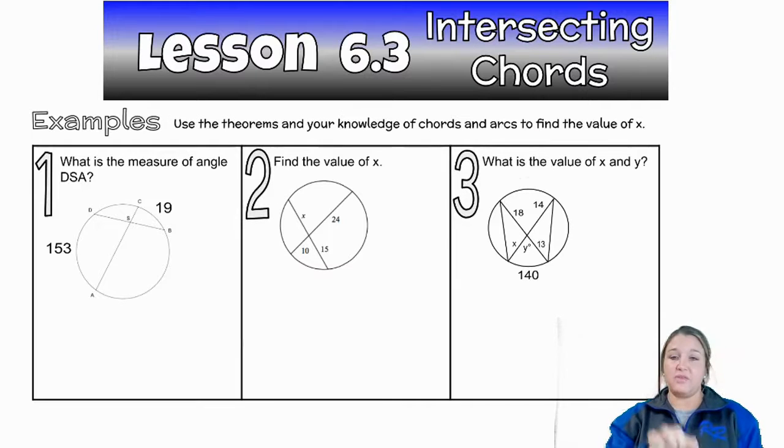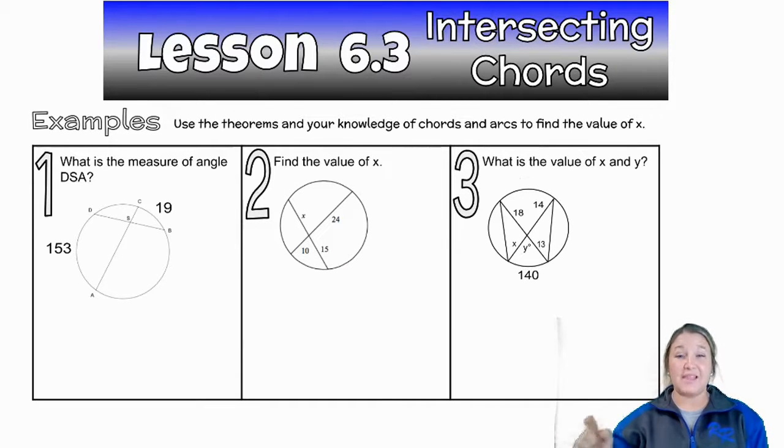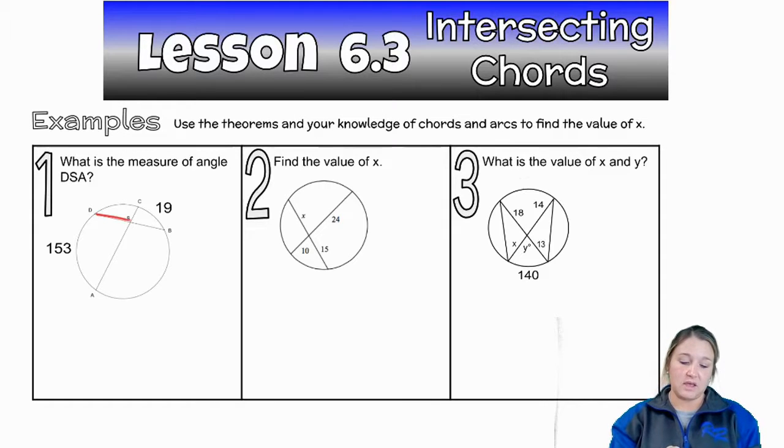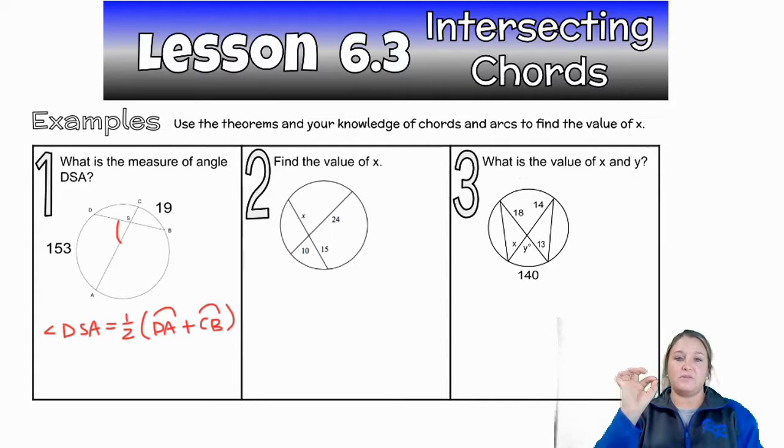All right, so example one refers back to that last theorem we just talked about. We're trying to find the measure of angle DSA. So I'm trying to find this angle here. Angle DSA is going to be equal to half the measure of arc DA plus the arc of CB. That's how we find the angle of intersecting chords. That's just a theorem here.